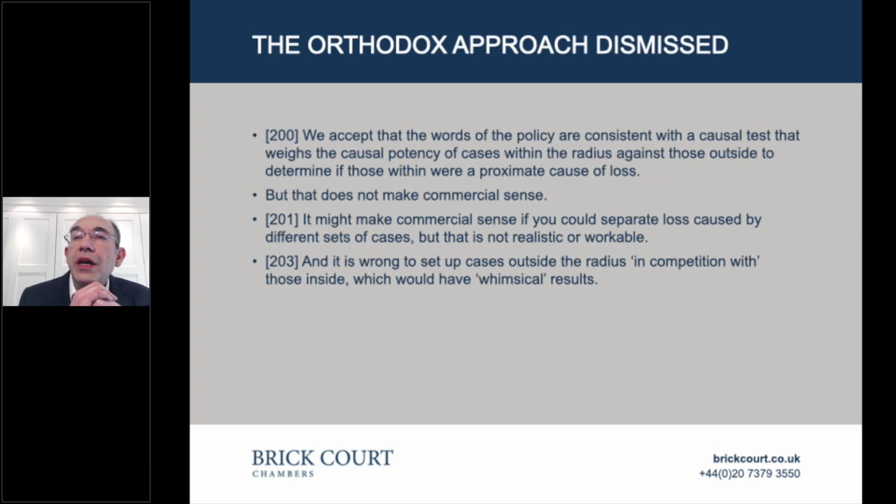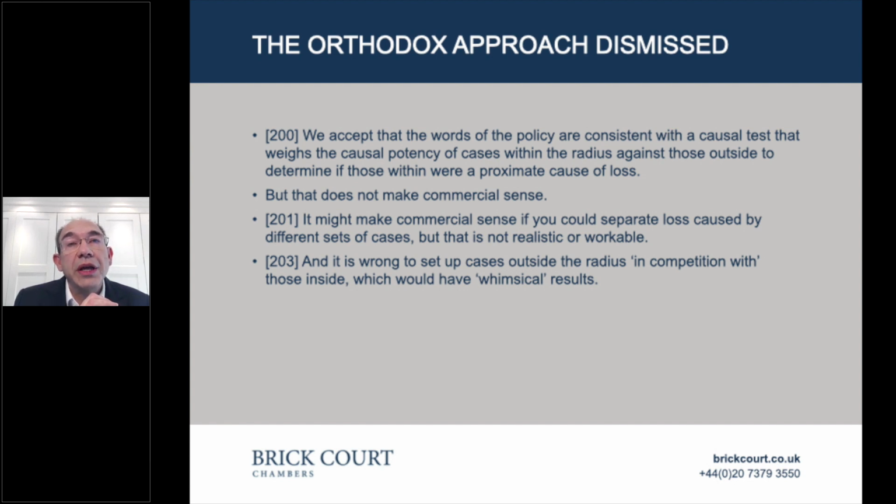They then deal with what might be thought to be the orthodox approach to all this. They accept, and it's quite interesting this, for future cases, that the words of the policies are consistent with what you might think was previously the orthodox approach, namely that in order to ascertain whether cases within the radius are a proximate cause of the loss, you would weigh up the causal potency of the cases within the 25-mile radius of the premises against the causal potency of the cases outside.